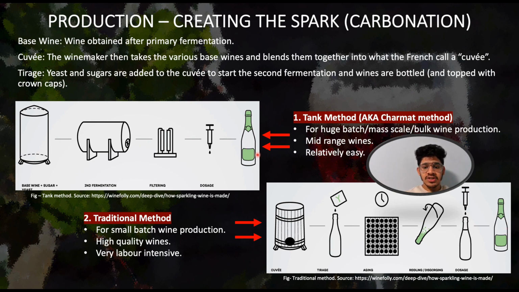Now, what is the difference between the tank method and traditional method? The tank method is usually employed for huge batches. It is helpful in producing the mid-range wines and it is relatively easy as compared to the traditional method, which is very labor intensive. Although this traditional method is labor intensive, it is used for producing high quality wines. That's why only small batches are produced by using the traditional method.